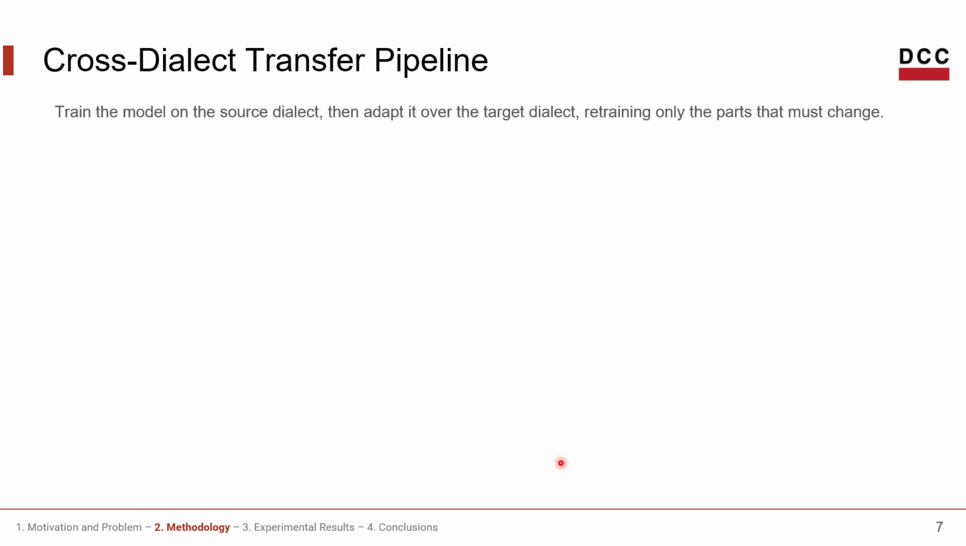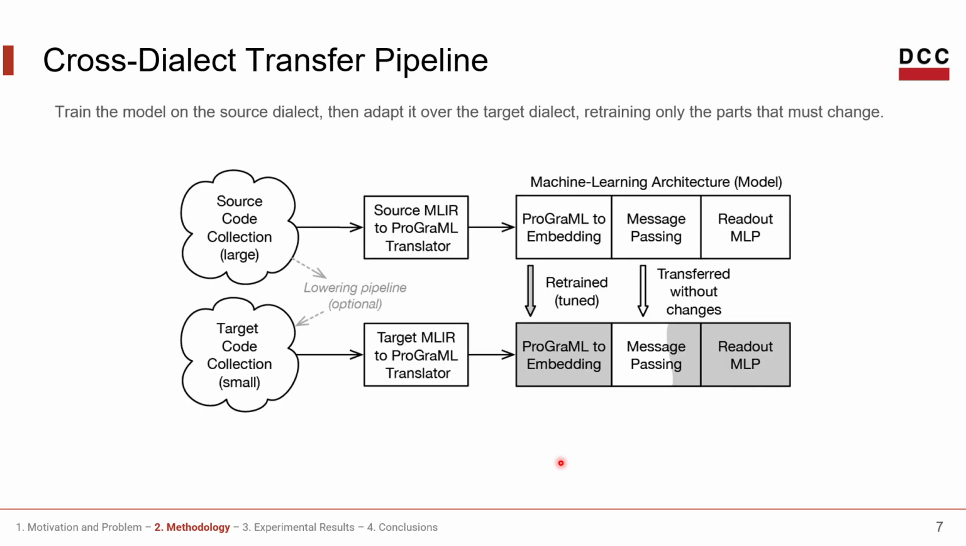So this is the entire methodology pipeline for my thesis. The cross-dialect transfer pipeline. The whole idea is to train the model on the data-rich source dialect and then adapt it over the data-scarce target dialect, retraining only the parts needed. So as you can see, both the source and the target MLIR go through a translator, and they get transformed into a ProGraML graph, which I'll go over shortly.